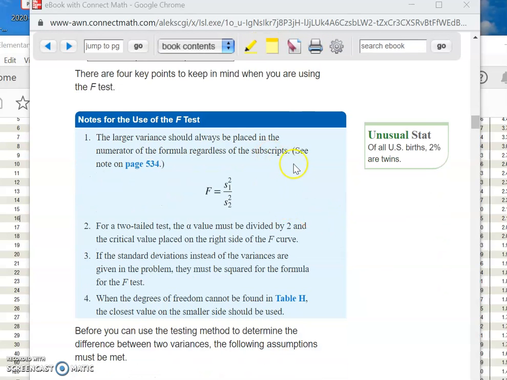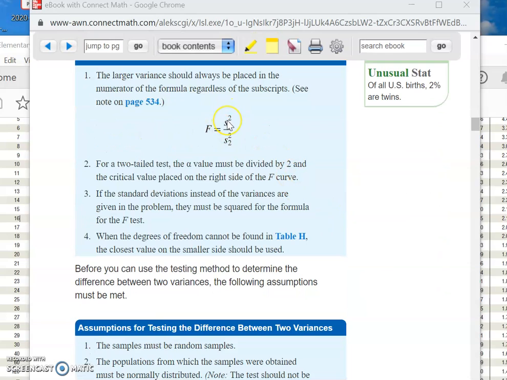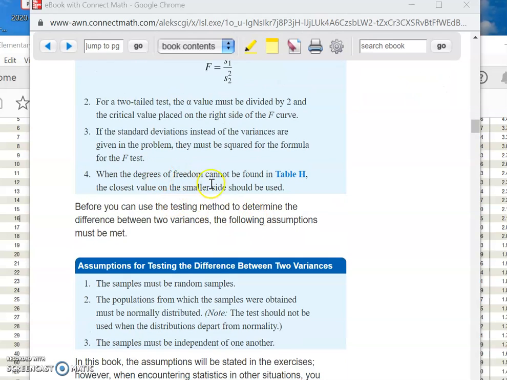Here are the key points. The top one, the big one, is always bigger. If it's a two-tailed test, you divide the alpha value. If you are dealing with standard deviations rather than variances, remember that by definition you have to square them, because the F-test is a variance on top of a variance. So make sure you have the variances. And then here's the rule for how to find the degrees of freedom.